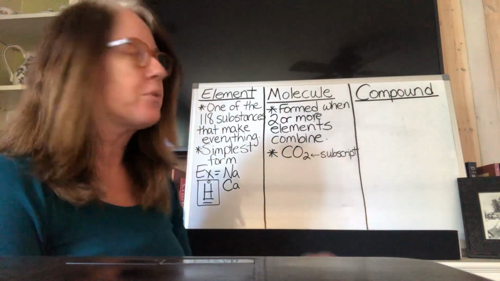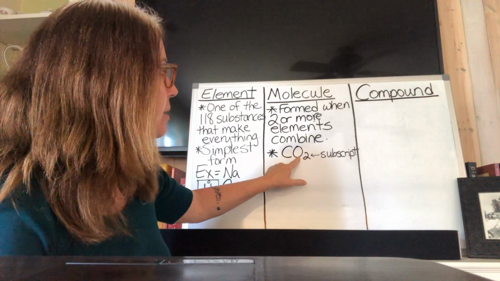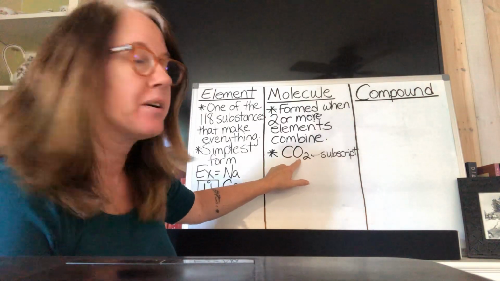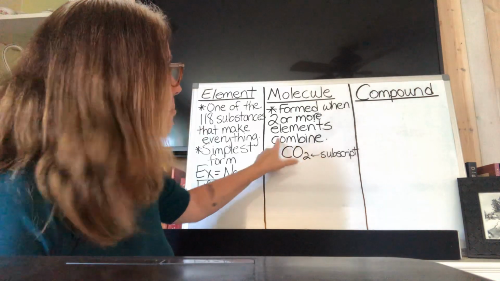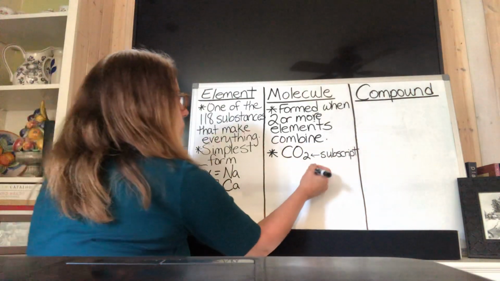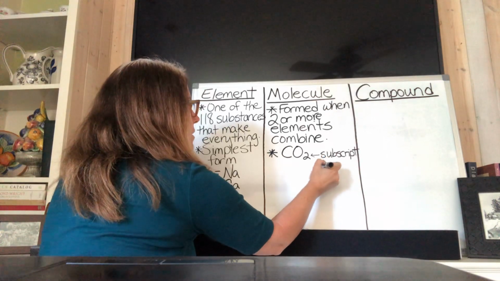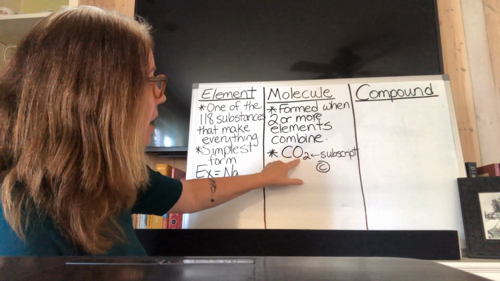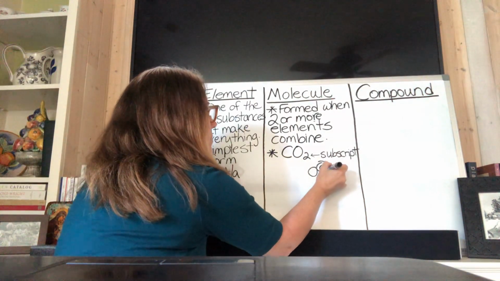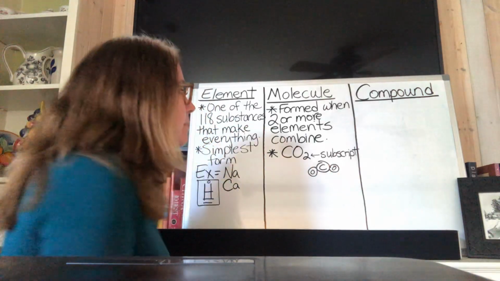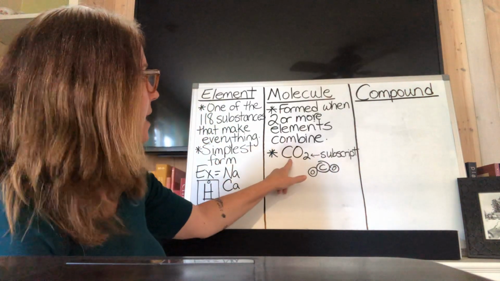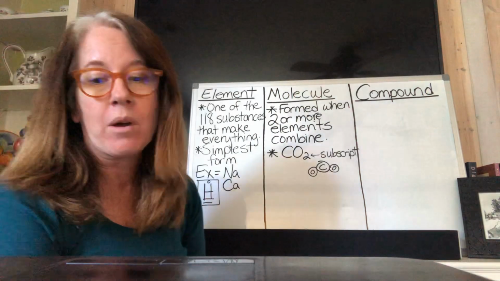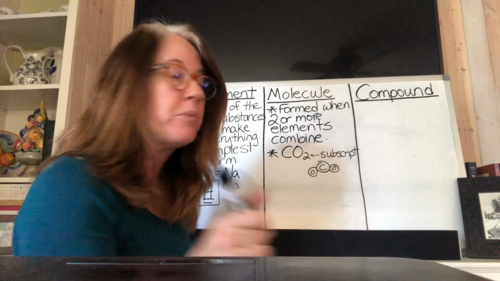Subscript. Now a subscript is a tiny number that hangs off the bottom of an element. What it tells you is how many atoms there are of that element in this molecule. So what that means here is that we have an atom, and it's a carbon atom. Now stuck to it are 2 oxygen atoms, like this, okay? So that's what that means. We have a carbon atom stuck to 2 oxygen atoms, and those 3 atoms stuck together make what we call a molecule.